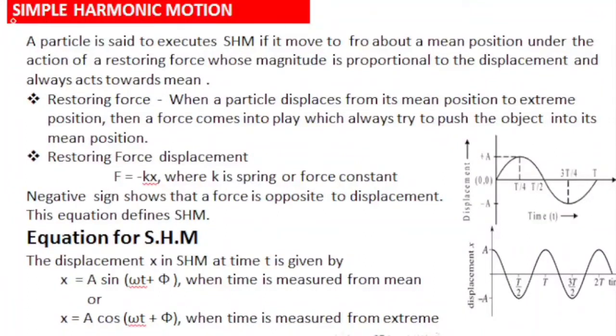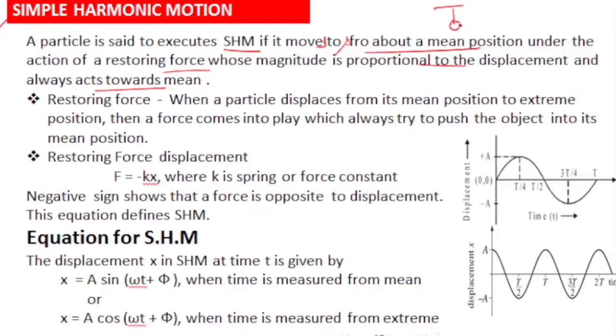Okay. So after this, I'm going to start the most important topic of this chapter, that is simple harmonic motion. What do you mean by simple harmonic motion? A particle is said to execute simple harmonic motion if it moves to and fro about a mean position under the action of a restoring force whose magnitude is proportional to displacement and always acts towards the mean position. For example, suppose this is the bob of a simple pendulum.